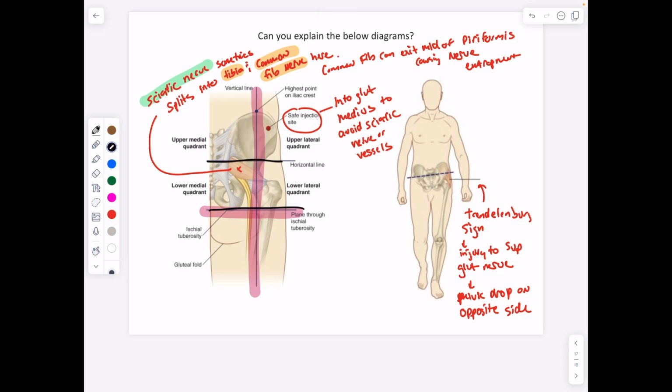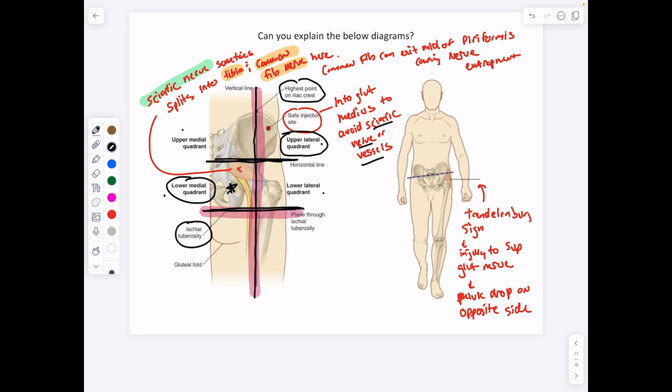So we look at the highest point on the iliac crest, which you can palpate, and then draw a vertical line down from that. Then we have a second horizontal line across the bottom of the ischial tuberosity, and then another horizontal line here. And so you get the upper lateral quadrant, the upper medial quadrant, lower medial, and lower lateral quadrant. And we use the upper lateral quadrant for safe injection sites so that we can avoid the sciatic nerve and any vessels that are going to be passing through the foramens here. Okay, so not too bad.